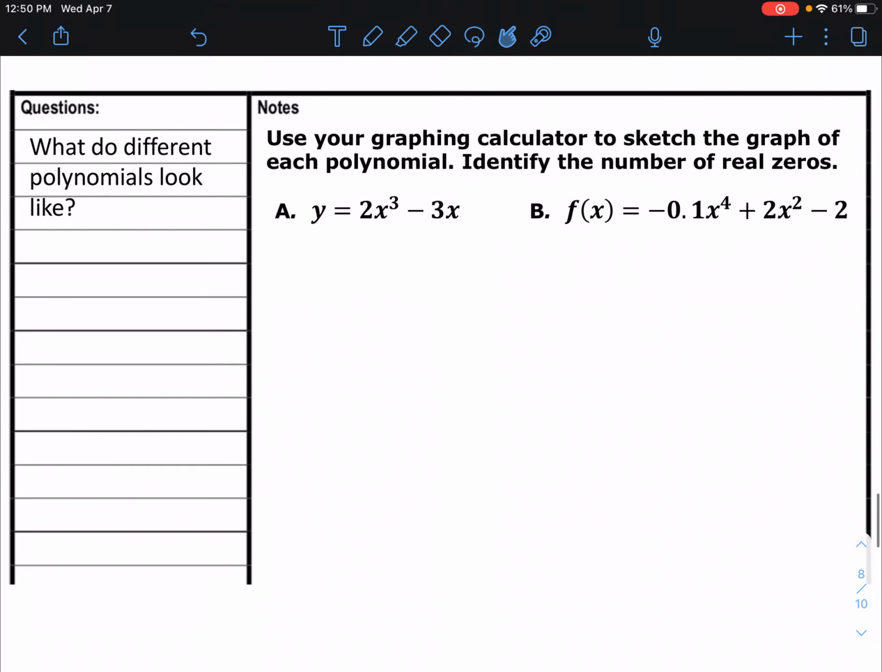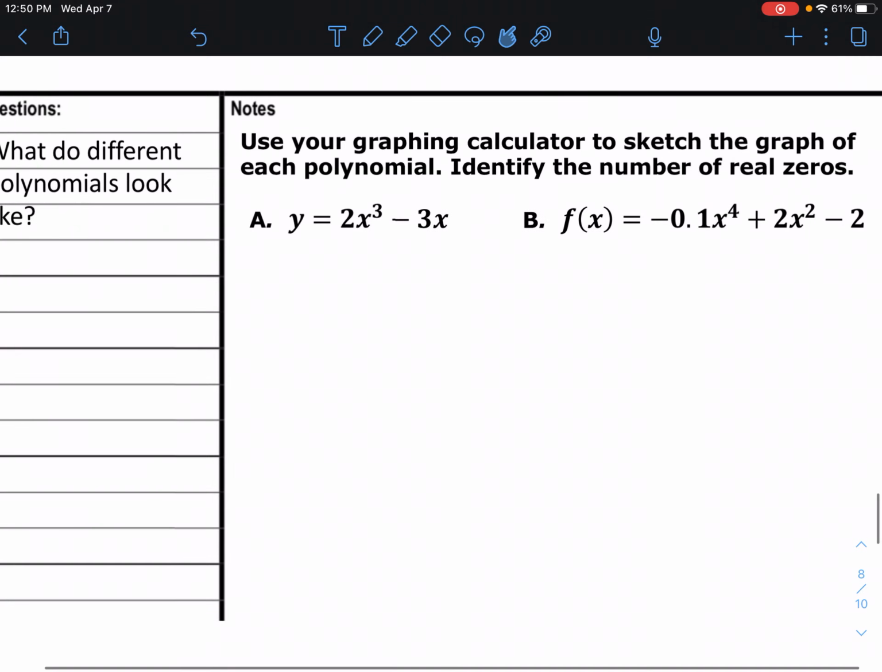Okay, let's talk a little bit more about polynomials and what they look like. So here we want to first just use our graphing calculator to see what these look like. So you're going to use your graphing calculator to sketch the graph of each of these polynomials and then identify the number of real zeros. And we'll talk about what those are here in a second. But let's go to our calculator.